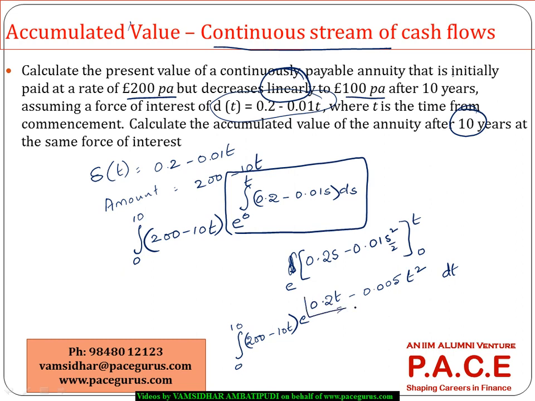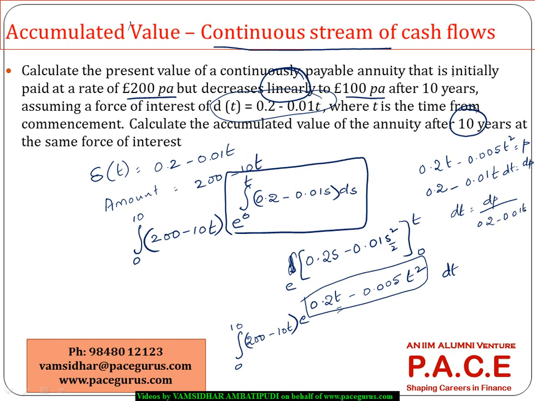So for that I could very well assume, let's say, I take 0.2t minus 0.005t² as some p. Then what is happening? I take the differentiation: 0.2 minus 0.01t dt equal to dp. So here I am able to write 0.2 minus 0.01t dt equal to dp. In terms of dt, I could write it as dp divided by 0.2 minus 0.01t.